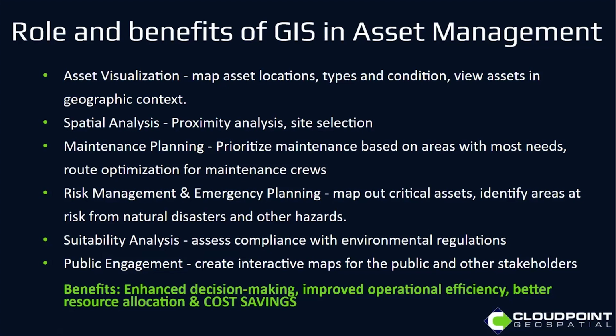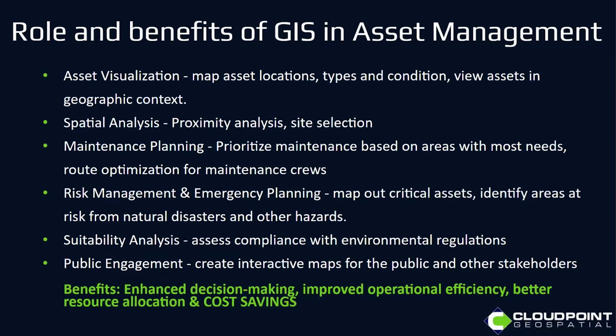Spatial analysis to look at what parts of your campus or your facilities require the most regular maintenance and prioritize targeting those areas. You can provide maps to your maintenance crews showing the asset locations and turn-by-turn directions to navigate people to those assets. It allows you to map out the most critical assets for emergency response. So you can show on a map all of your most at-risk assets from natural disaster or other hazards. You can perform suitability analysis, check your asset locations for compliance with environmental and safety regulations.